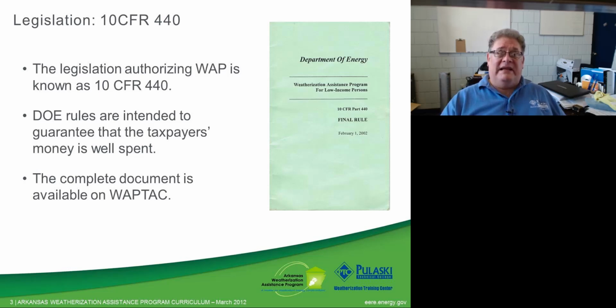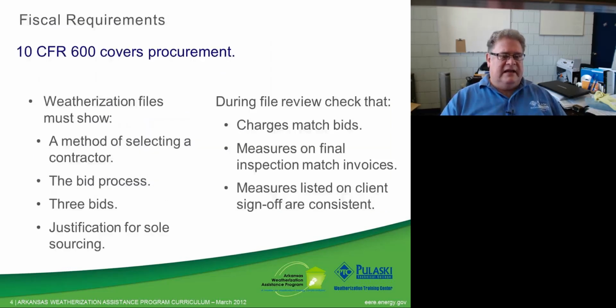It's available on waptac.com. Okay, so let me just add that here. If you put that into just about any search engine, you're going to come up with that site. Okay. Now, fiscal requirements are covered under 10 CFR 600. That covers government procurement.